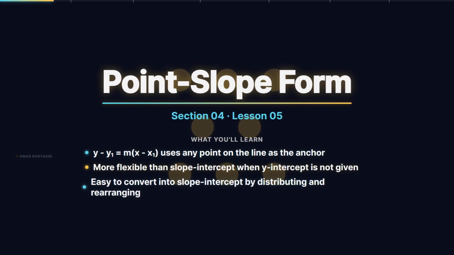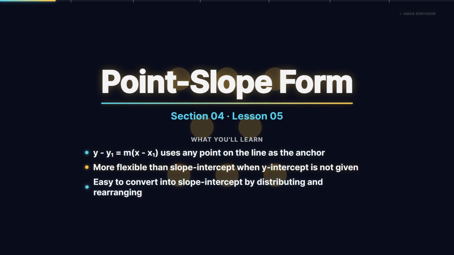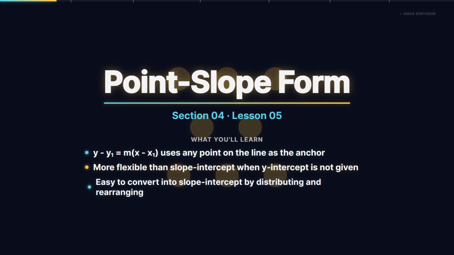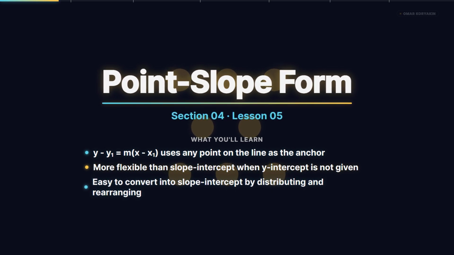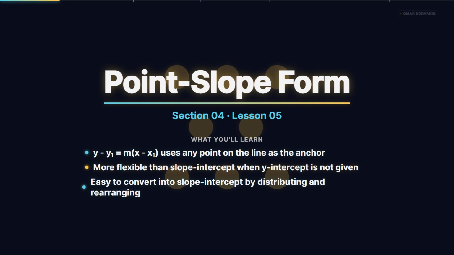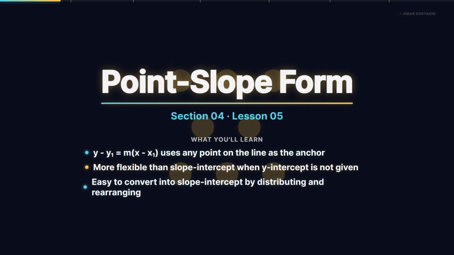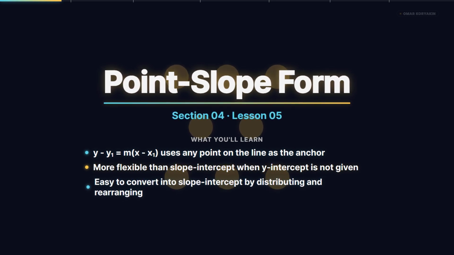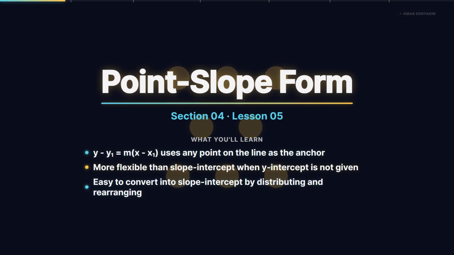Third idea. Point-slope form converts easily into slope-intercept form by distributing the slope across the parentheses and rearranging to isolate y on the left side. The conversion takes about 5 seconds and is useful when the problem asks for the slope-intercept form specifically or when you want to read the y-intercept directly from the equation. The two forms describe the exact same line. They are just two different algebraic expressions of the same geometric object.